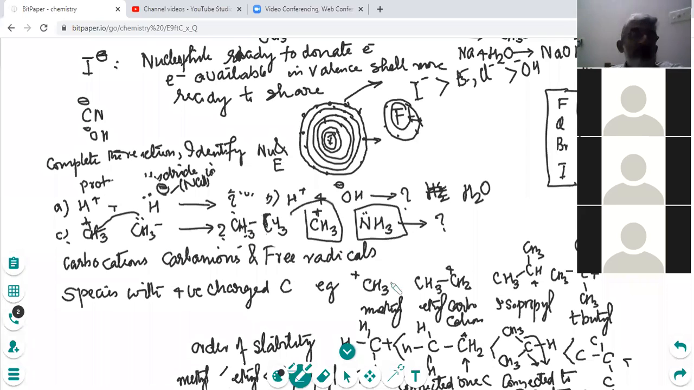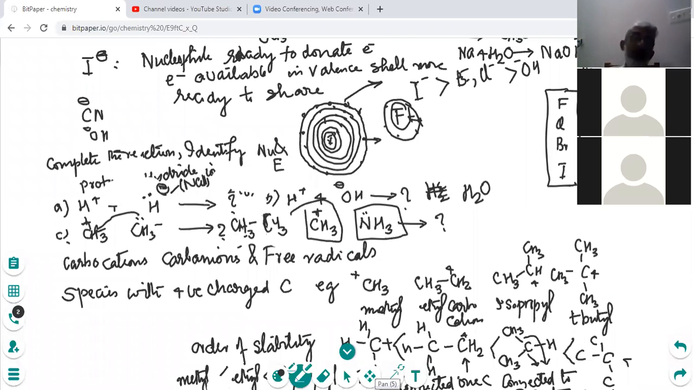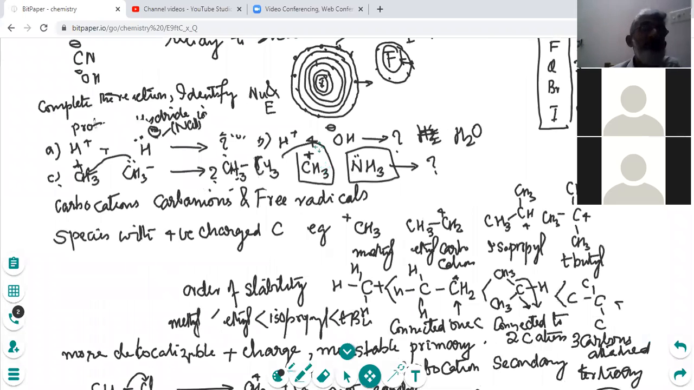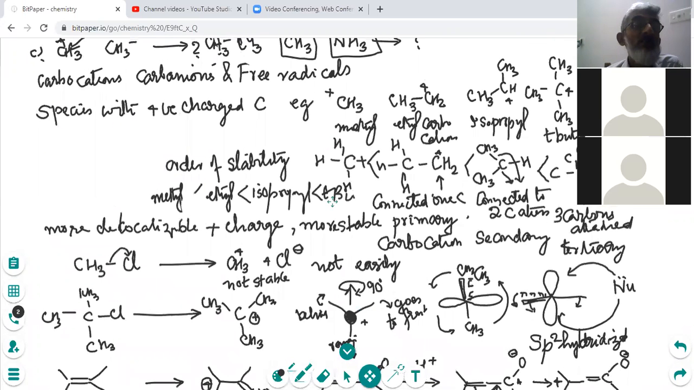Now let us look at what are carbocations, carbanions, and free radicals. Before that, the time will be up within no time. Please do one thing: all of you try to come a little earlier, like 10 minutes to 11. I will try my best, so that those who are interested can log in a little faster. Don't forget that. So we will just take up what are carbocations, carbanions, and free radicals.